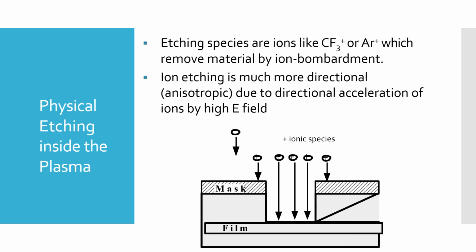So what are etching species? Etching species are ions like CF3 plus or argon plus, which remove material by ion bombardment. Ion etching is much more directional, what we call anisotropic, due to the directional acceleration of the ions by the high electric field. Okay, like shown in the picture here.